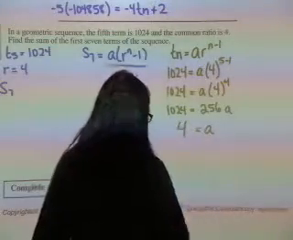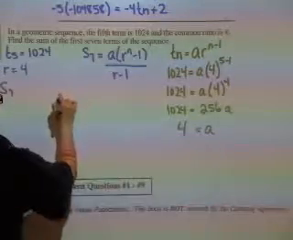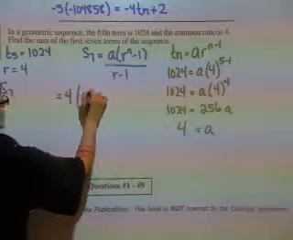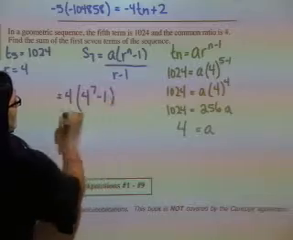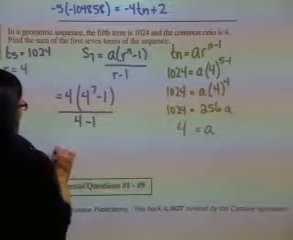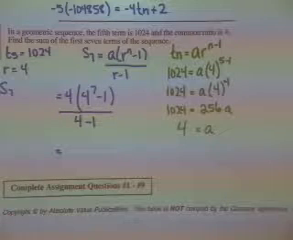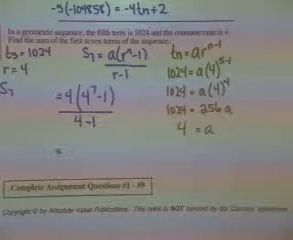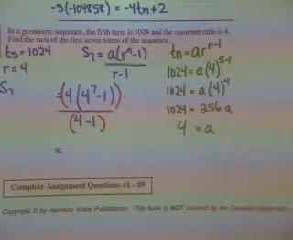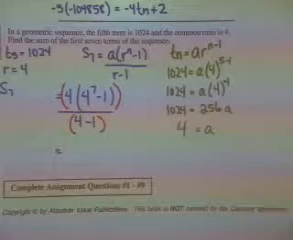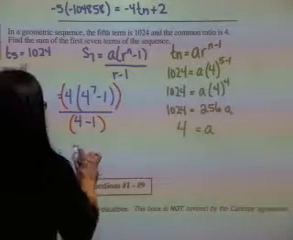So if I plug that into the equation, I get 4 times 4 to the power of 7 minus 1, divided by 4 minus 1. Do you guys agree? 21,844?